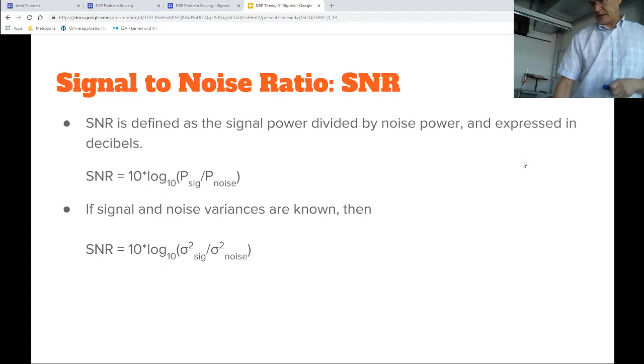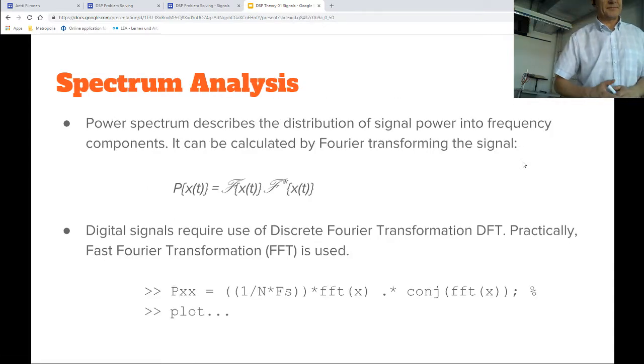Okay. Signal to noise ratio. Yeah, it's defined. Yes, excellent.